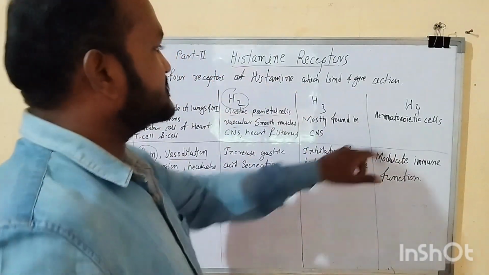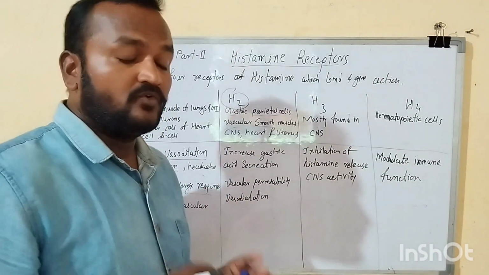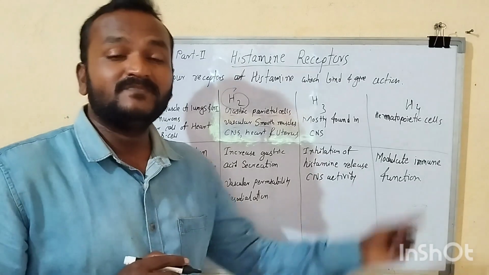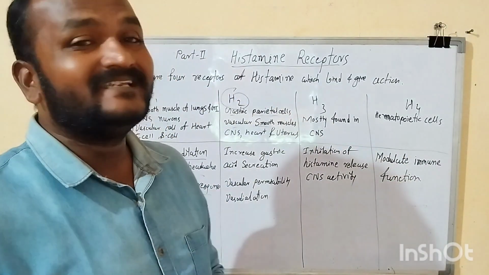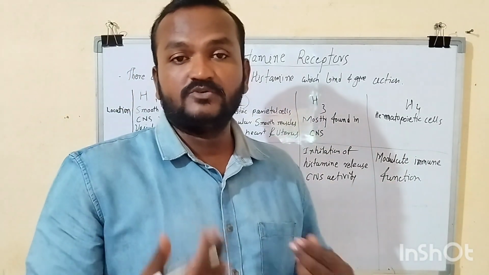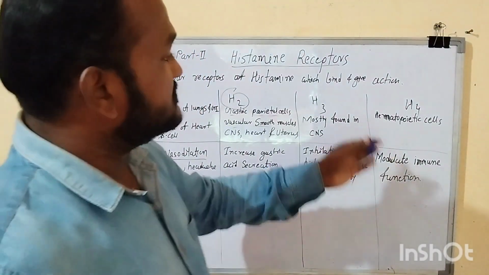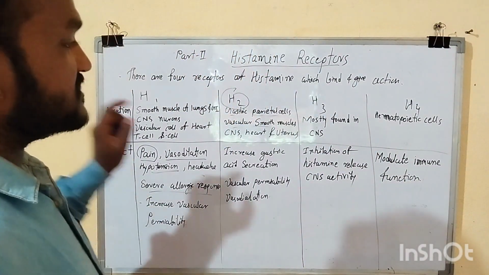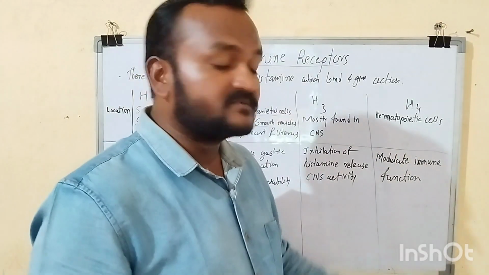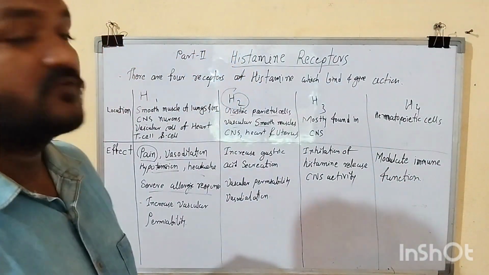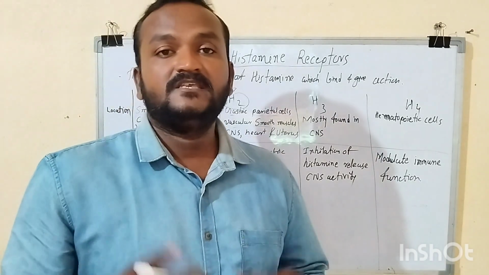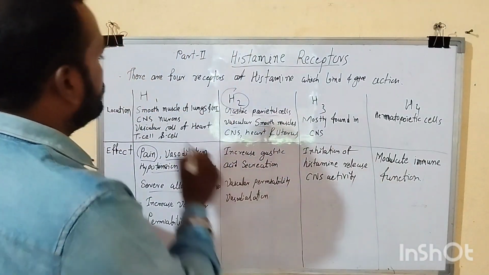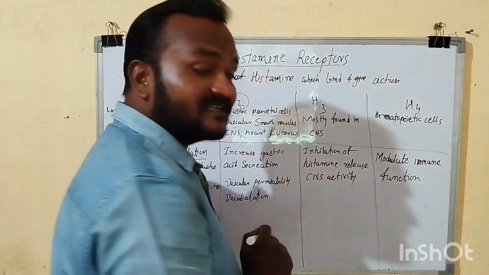Okay. Next, the last receptor, that is H4. It is present in hematopoietic cells. What is meant by hematopoietic cells? They are our blood cells. Mostly these hematopoietic cells are blood cells. So what is the use? The effect of the H4 receptor is to modulate immune functions. So these are the 4 different types of receptors we understood.